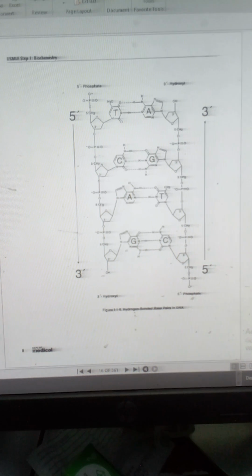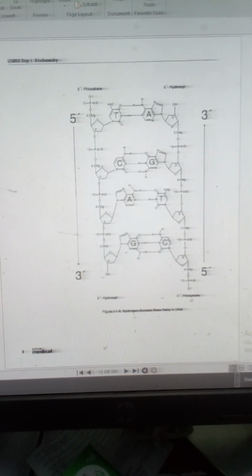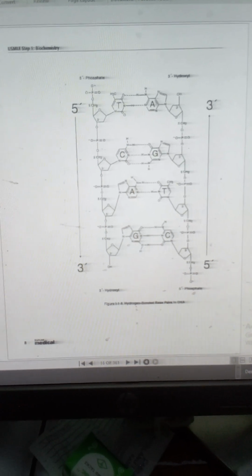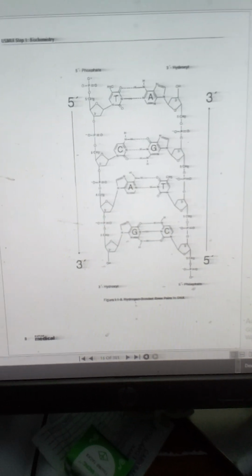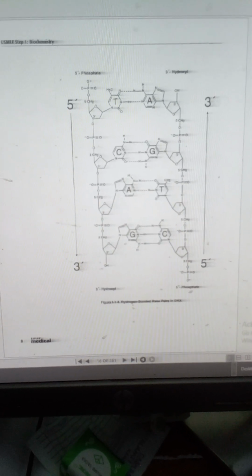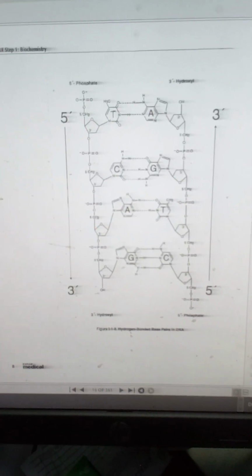On nucleic acids, we will focus specifically on the rules that we call Chargaff's rules. In Chargaff's rules, the first rule is that in a double-stranded nucleic acid, like this one on the screen, this is an example of a double-strand DNA.